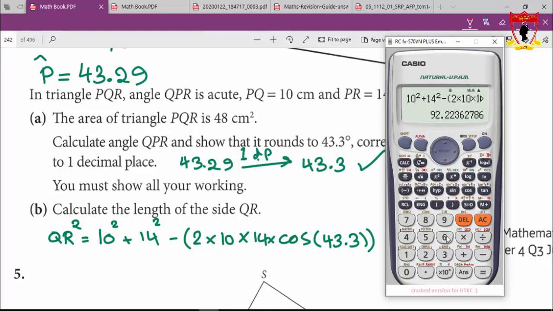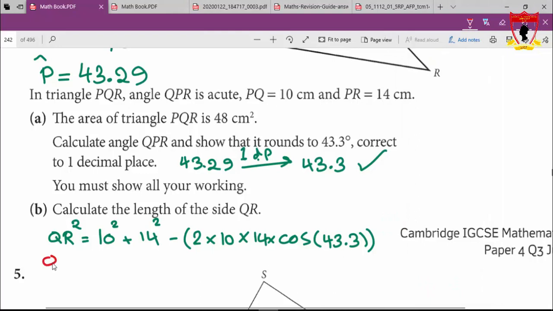Okay, this is equal to 92.223, but this is the square of QR. What we need is just QR without the power 2. It means we need to take the square root of the answer. That gives 9.6. So QR is 9.6. These are all in centimeters. QR is 9.6 centimeters.